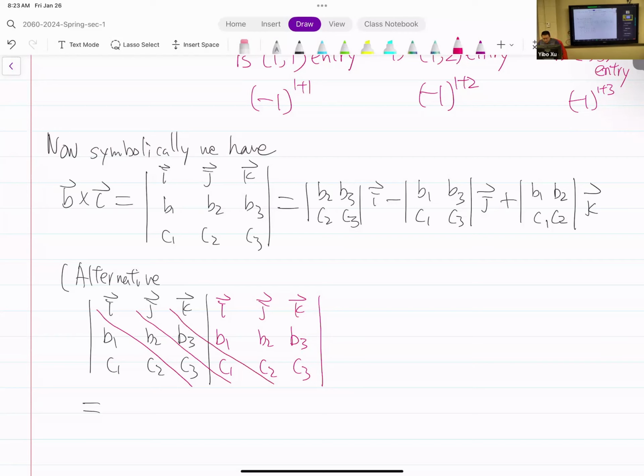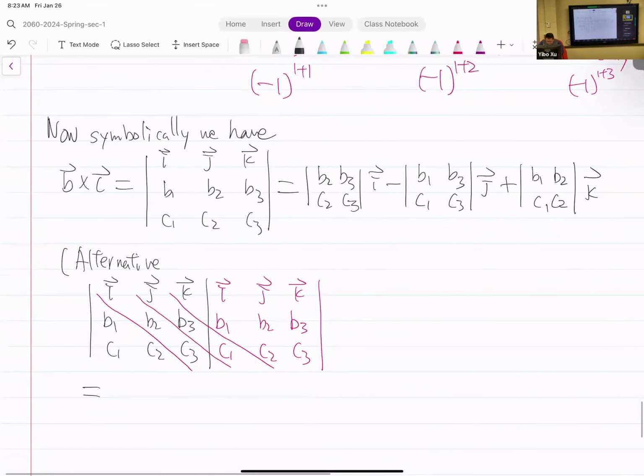So those are the 3 that you can calculate as a product of 3 numbers, 3 expressions. So that's exactly what I'm gonna write down. So B2C3Y plus B3C1J plus B1C2K. So these are the positive expressions.